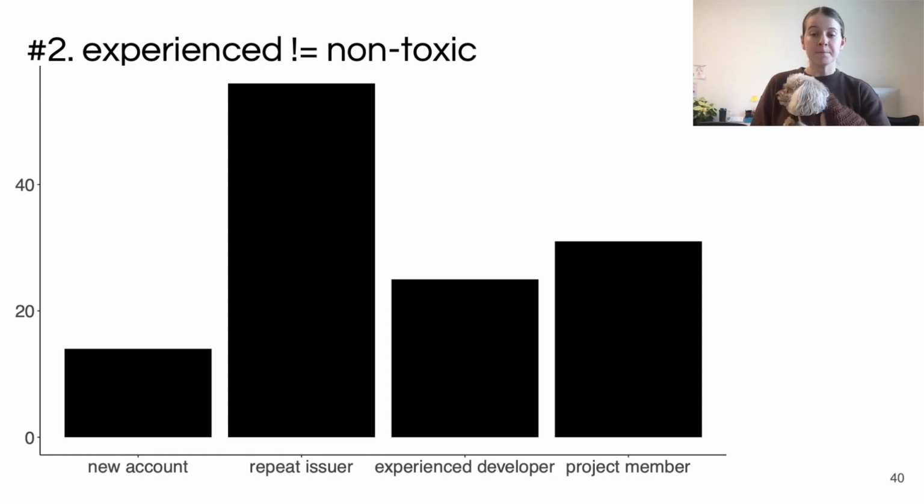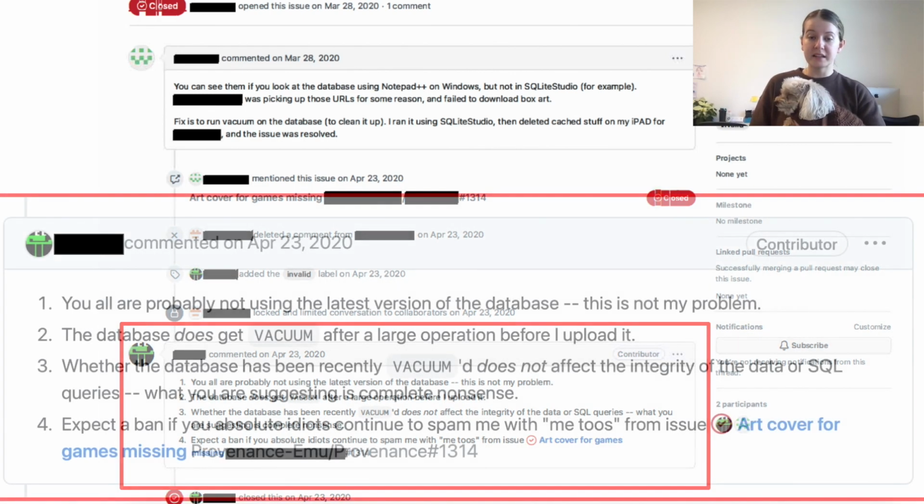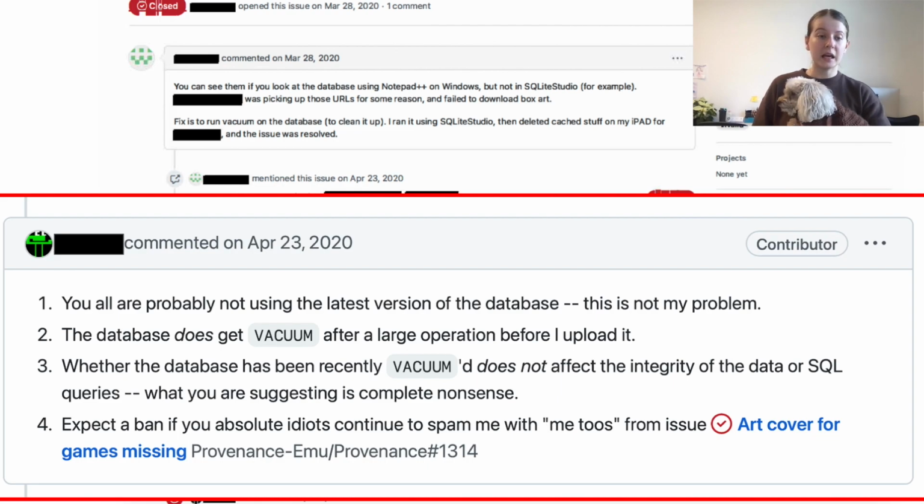Project members were also frequent authors of toxic comments, which we found surprising. In this example, a user of a project found a bug. They wrote a solution for it and they created this issue. We did not categorize their original issue as toxic. Then a project contributor responded with a toxic comment saying, "You are all probably not using the latest version of the database. This is not my problem."